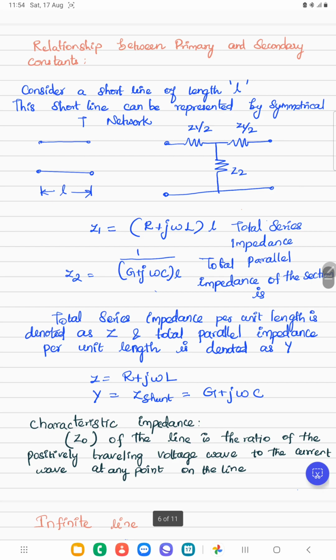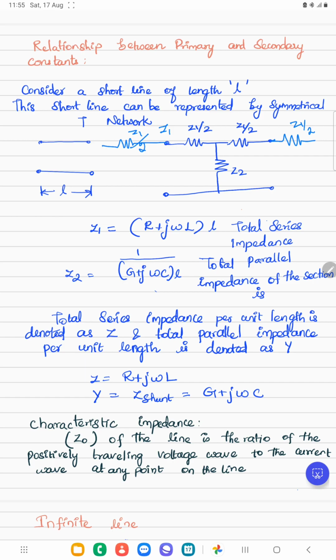The next topic is the relationship between the primary constants and secondary constants. For that we should consider one transmission line of length L, and this short line can be represented by a symmetrical T network. Why should we prefer this T network? For easy calculation. If you take one incremental length, we should have the total impedance as Z1. We separate this as Z1 by 2 and Z1 by 2, so when we add these, we get Z1, right?